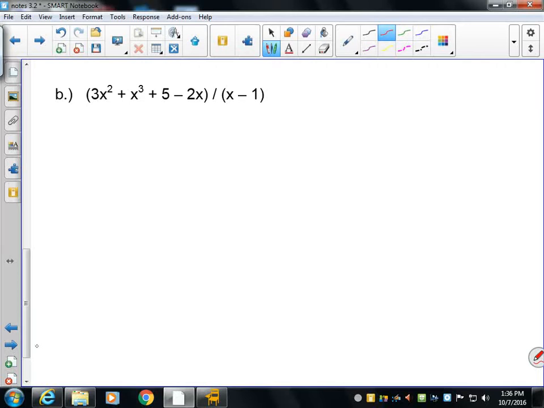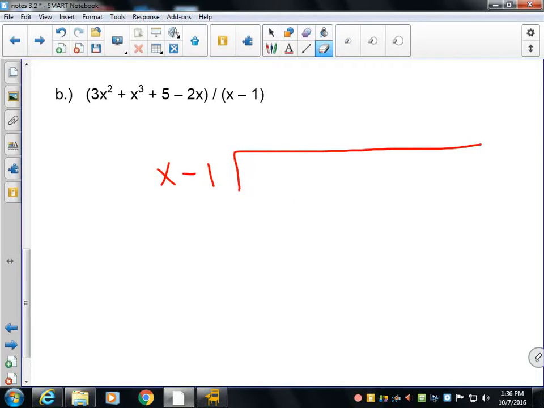Do you want to try another one, or you think you're okay with this stuff? Okay, so what do I put out in front of my division sign? X minus 1. What do I put underneath here? Oh, they tricked me. X cubed plus 3x squared minus 2x.